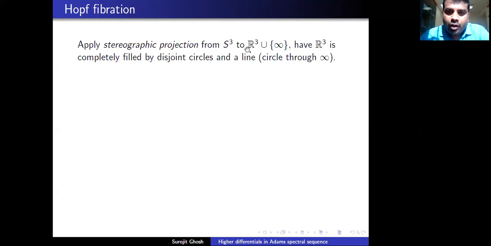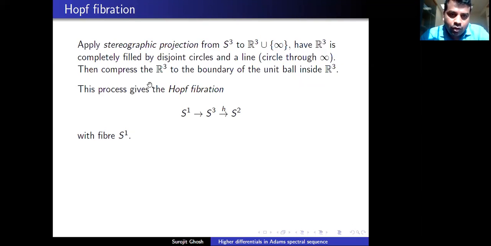If you draw all the trajectories of this map, it gives you a disjoint union of circles, but they are actually linked circles with an additional line, which is the circle at infinity. So you can view R3 as a disjoint union of circles with an additional line, and all the circles are linked in a disjoint way. They're not touching each other. Now you can take a ball inside R3 and send everything to its boundary. It will give you S2, the two-dimensional sphere. This whole process gives you a map H from the three-dimensional sphere to the two-dimensional sphere.